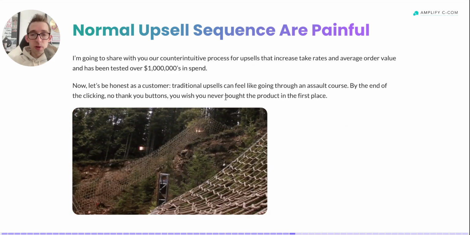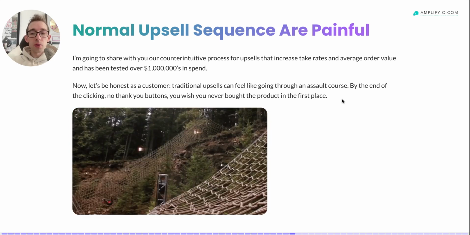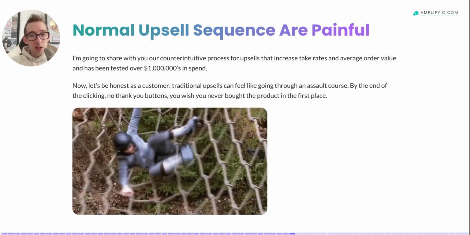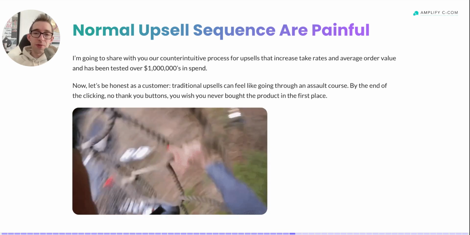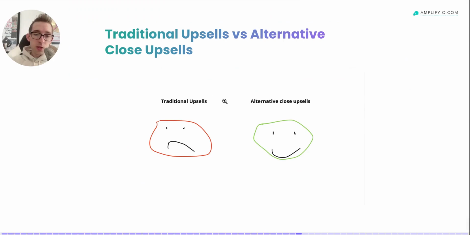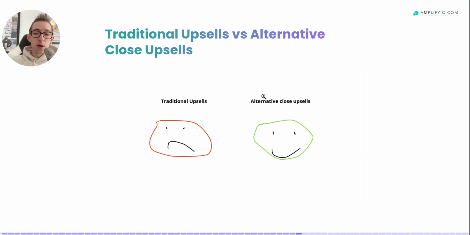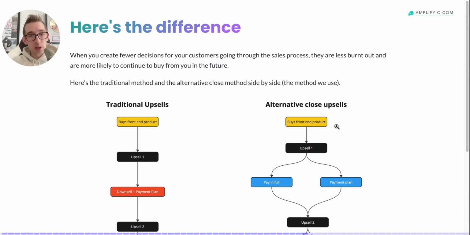And let's be honest, as a customer, traditional upsells can feel like going through an obstacle course. By the end of it, they're clicking the no thank you buttons. You wish you never bought the product in the first place if you haven't created a good buying experience. So traditional upsells, sad. Alternative close upsells, happy. What are alternative close upsells? Well, I'm going to share with you exactly what that is right now.